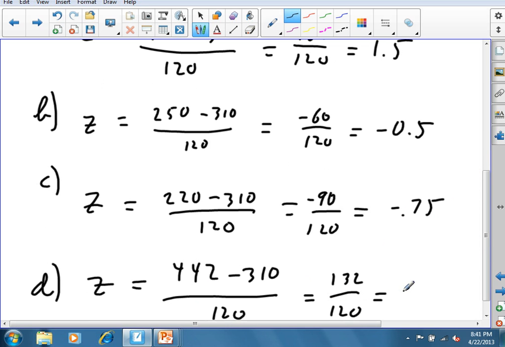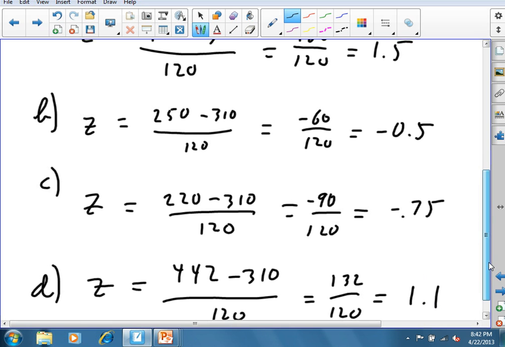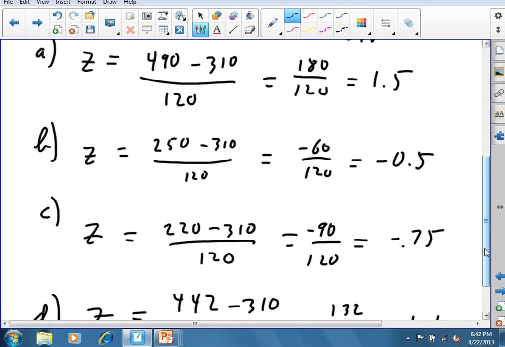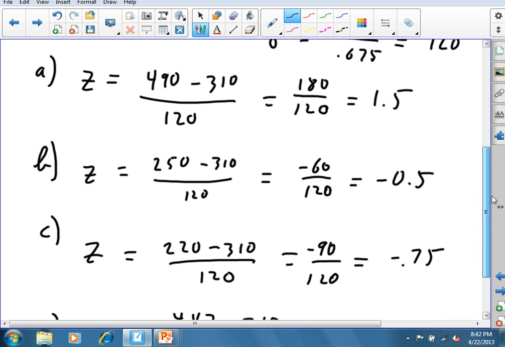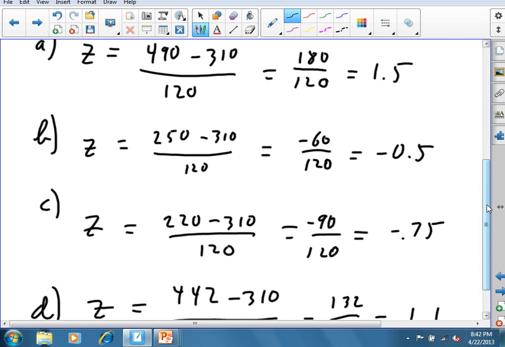Well, when I get there, I can't do it in my head. 132 divided by 120. 1.1. Are the rest of the numbers right? Yeah, I checked them through. Okay. Because there's no guarantee that my maths are right, but if it's simple like that, I'd better do it right. Okay. 17's done. Moving on to 19.